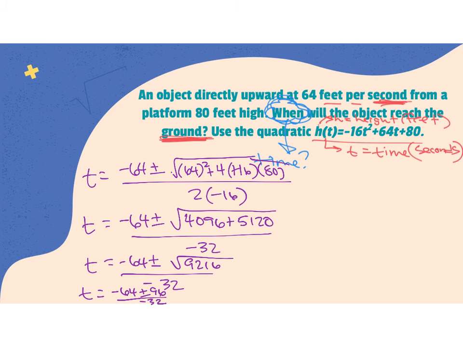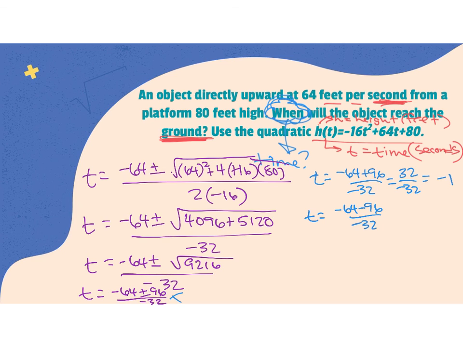Now I'm going to split them. So take these two and split them apart. That's t equals negative 64 plus 96 over negative 32. And also t equals negative 64 minus 96 over negative 32. And let's see which one makes the most logical sense. So negative 64 plus 96 gives me 32. I end up with 32 over negative 32, which is negative 1. Okay, there's my first answer.